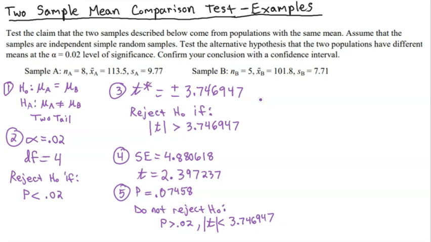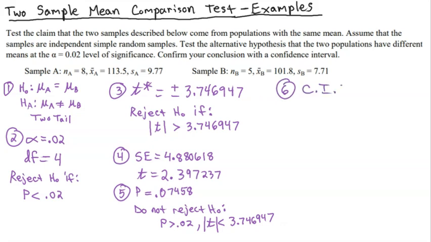So we're testing the alternative hypothesis that they have different means. Well, they don't. We're going to stick with the null hypothesis that the mean of A is equal to the mean of B. Now we can confirm this with a confidence interval.